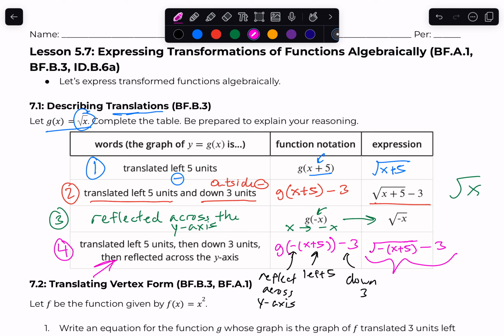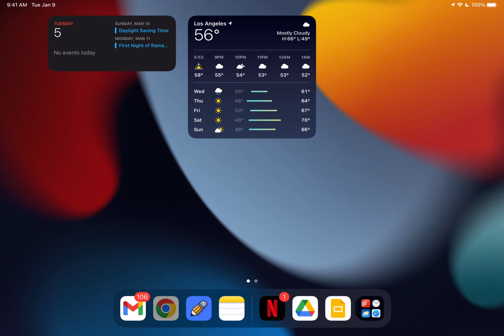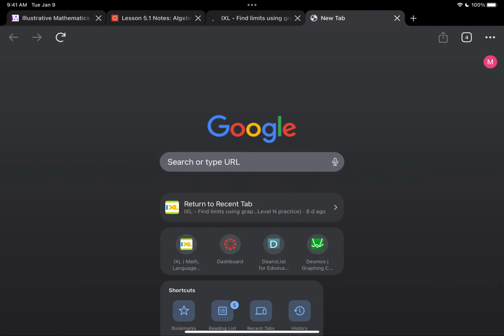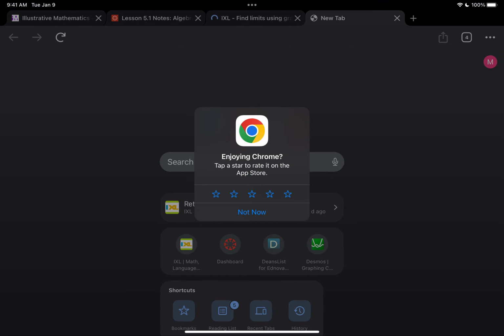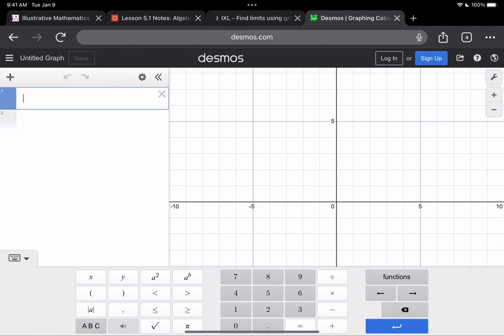We're moving it left, we're translating it down, then we're flipping it across the y-axis. So it does all these things at once. I wish I could show you. Maybe I can. Let's go to Chrome, we're going to go to Desmos.